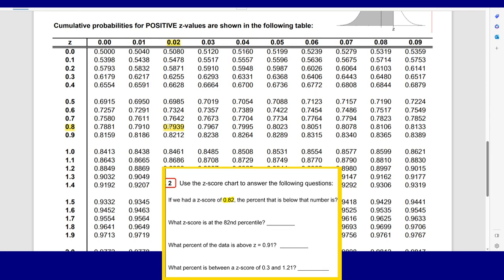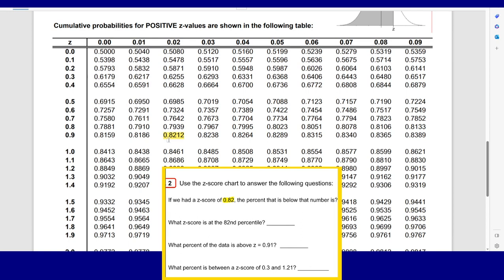Now, what z-score is at the 82nd percentile? This is going to be a little bit different. Here we're going to look on the inside, at everything inside the table, not the outsides, and find the 82nd percentile. Scrolling through, I can see 0.8212, and 0.8238, which is a little bit above, so I'm not going to worry about that one. Below, I'm at 0.8186. Basically you try to find whichever one is closest to that percentile. In this case, the closest one would be 0.8212.